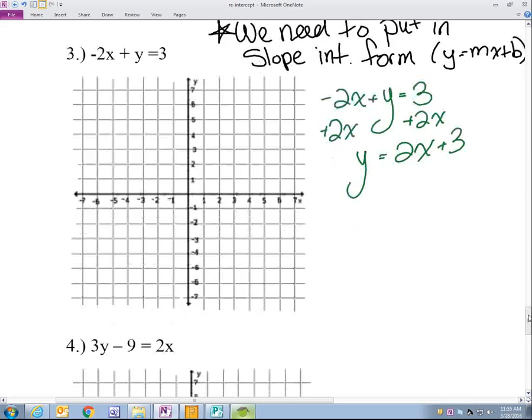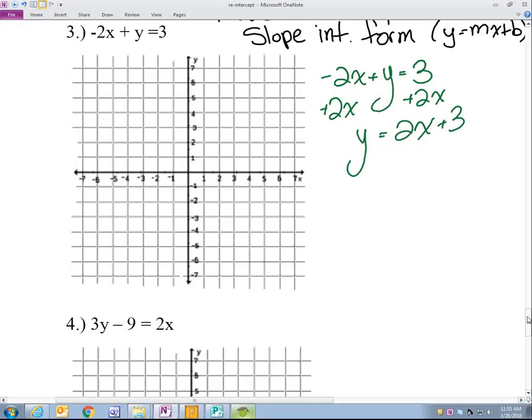So now I have it in the slope-intercept form, y equals mx plus b. My y-intercept, which is b, is 3. My slope is just 2, which is the same thing as 2 over 1.